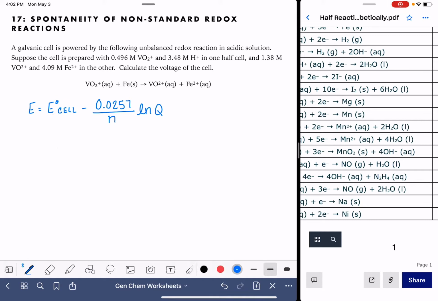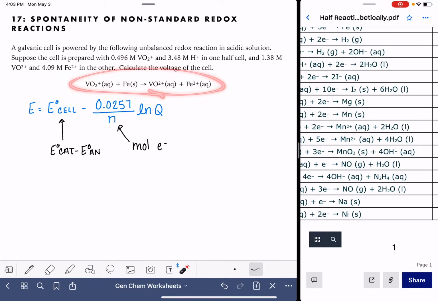So like I said, this E cell is going to be calculated the same way we would calculate for a standard cell. So this is just going to be our cathode minus our anode. This is what the voltage would be if the cell's concentrations were all 1 molar. N is the number of moles of electrons that are being exchanged in the overall redox reaction. And then Q is our reaction quotient, which we learned about a long time ago, products over reactants raised to their stoichiometric coefficients, leaving out solids and any pure liquids that might be present.